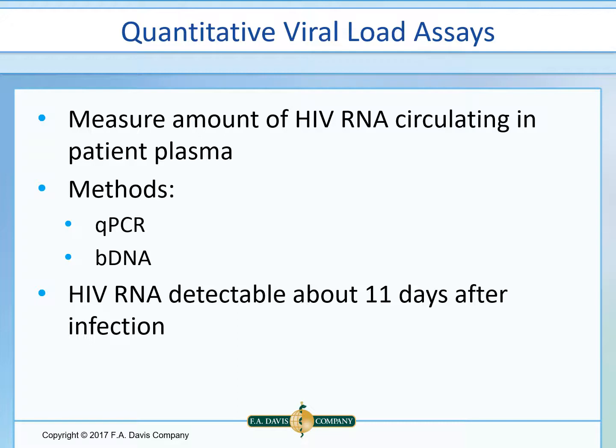Viral load assays are based on amplification methods that increase the number of HIV RNA copies, so these are molecular-based methods. Several amplification methods have been developed for this specific purpose, including polymerase chain reaction, or PCR. The branched DNA assay, known as bDNA, and nucleic acid sequence amplification, also called NASBA, amplifies HIV RNA.